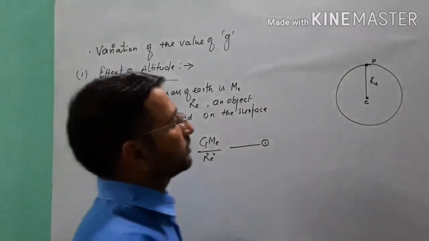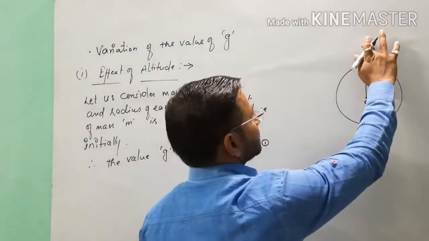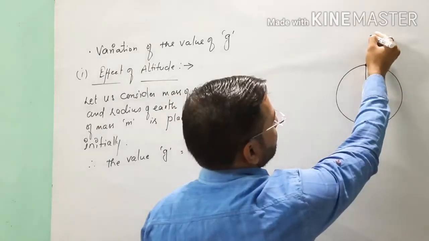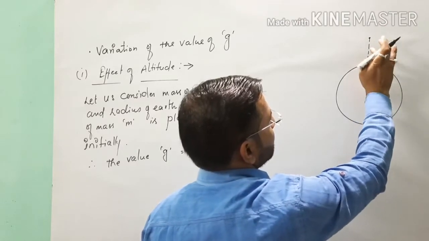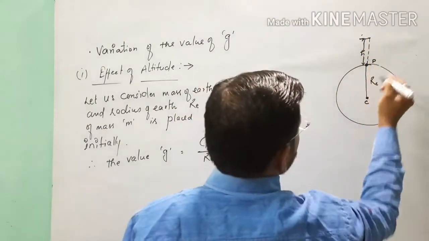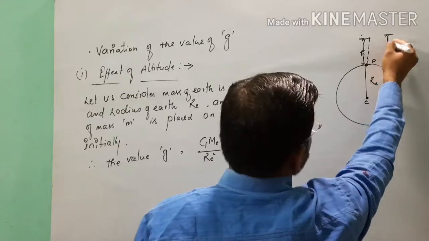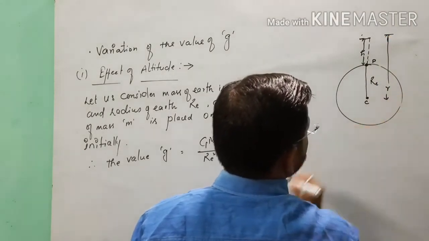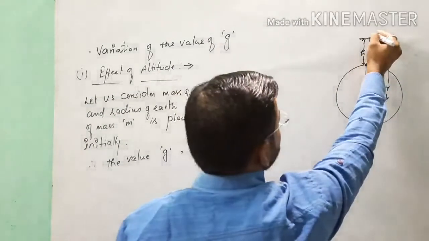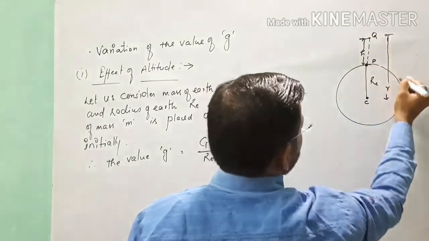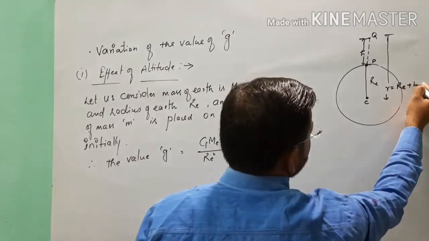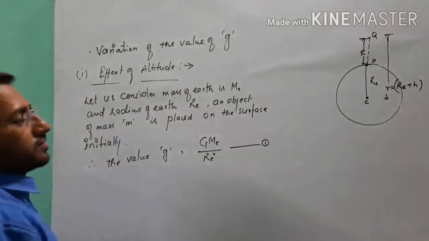Now suppose we want to calculate the value of small g when the object is at height h above the surface of earth. Suppose this is the height h, so this is height h above the surface of earth. Now in this case, suppose this is r, which is the distance from the center of earth to the object. Suppose the object is placed at any point Q, so this r is equal to, from the diagram you can see, the radius of earth plus that height which we are discussing here.